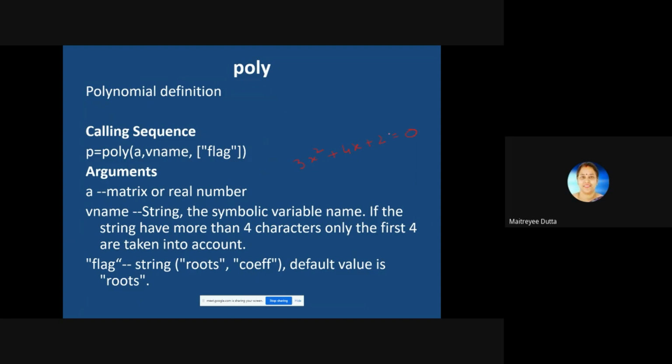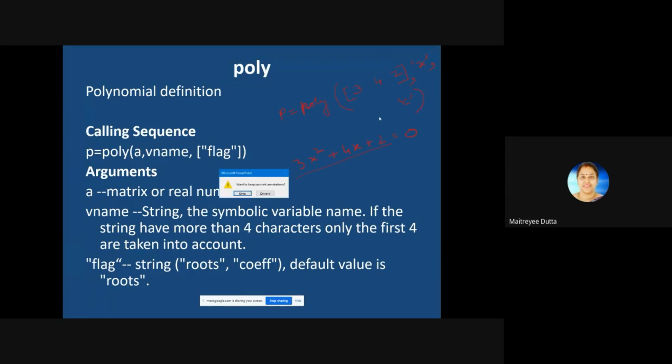So if we want to create this type of polynomial, we can write P is equal to poly, right? This is your small letter poly. Within bracket, we can write the coefficients, that is your 3, 4 and 2. Then comma, then your variable name x within quote, and then comma, that is your flag. Flag means whether it is a coefficient or it is a root. You can write C. C means it is a coefficient. Then of course you will get this polynomial, that is your 3x square plus 4x plus 2.